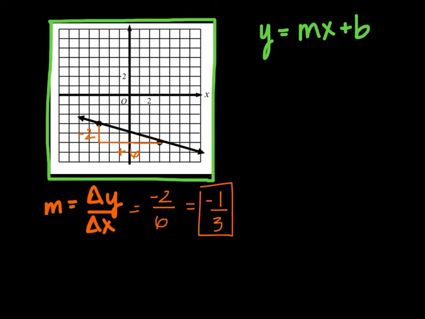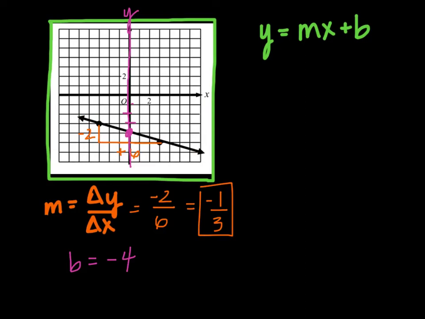Now the b is really easy to find. All you're looking for is where it crosses on the y-axis. So basically where the line touches this line at, which notice it's right here at negative 4. So we found that just by looking at it and counting 1, 2, 3, 4. So b is negative 4.